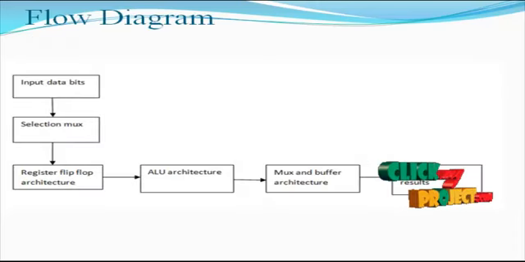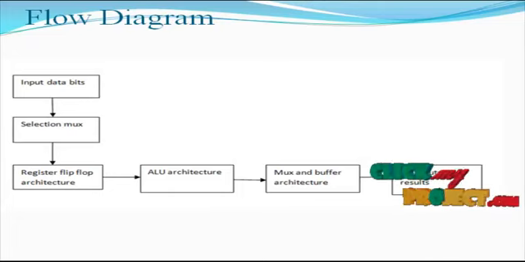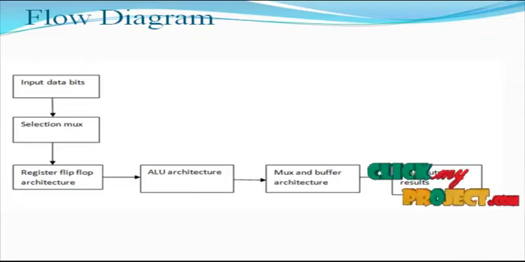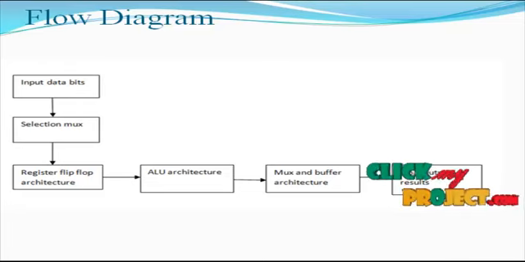Next, we see the flow diagram for the product. Our wireless sensor network consists of several data processing elements. For the processing element, we consider the data path architecture, which is similar to the ALU architecture process. The input data bits are applied to the selection mux architecture.